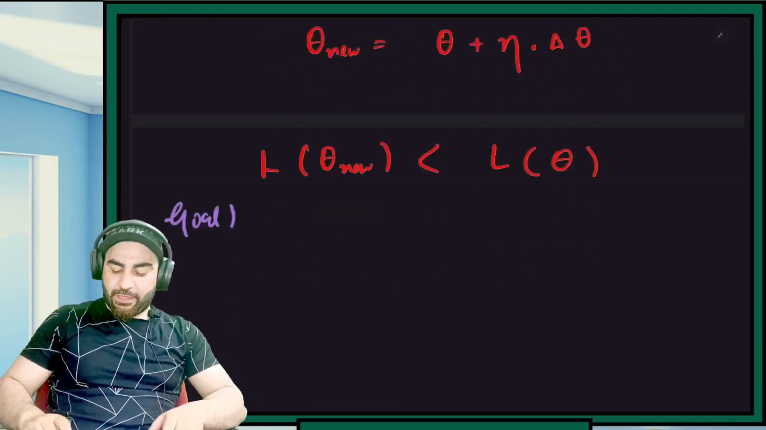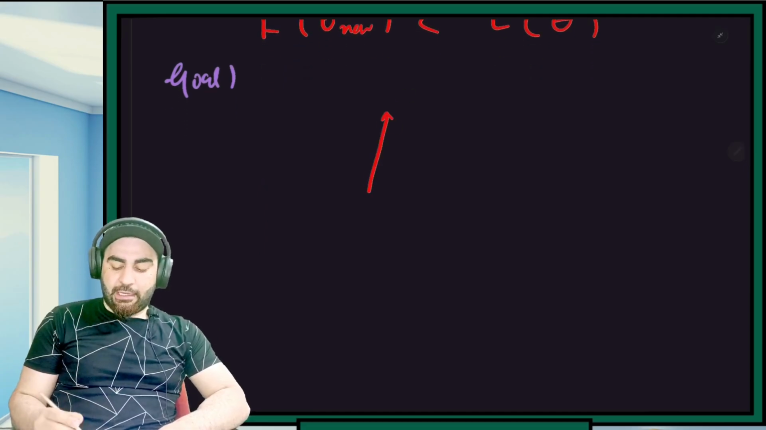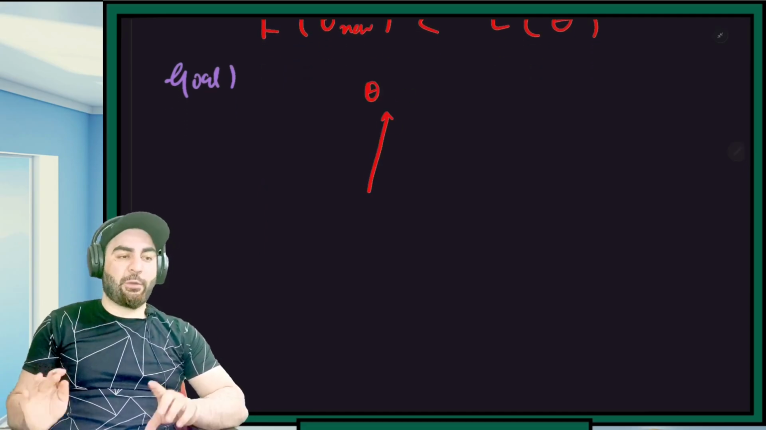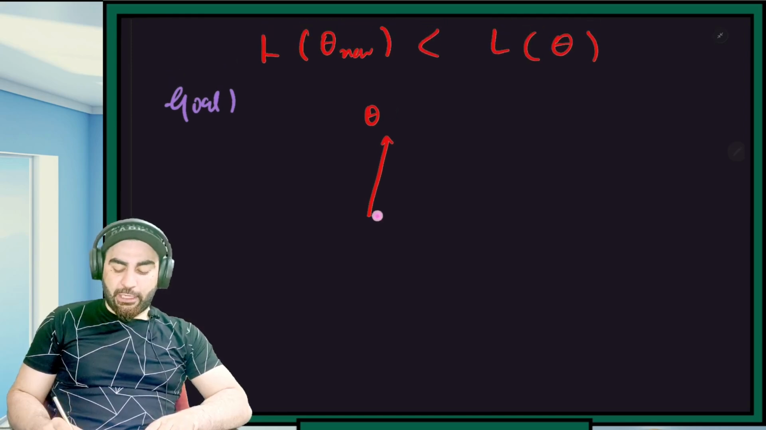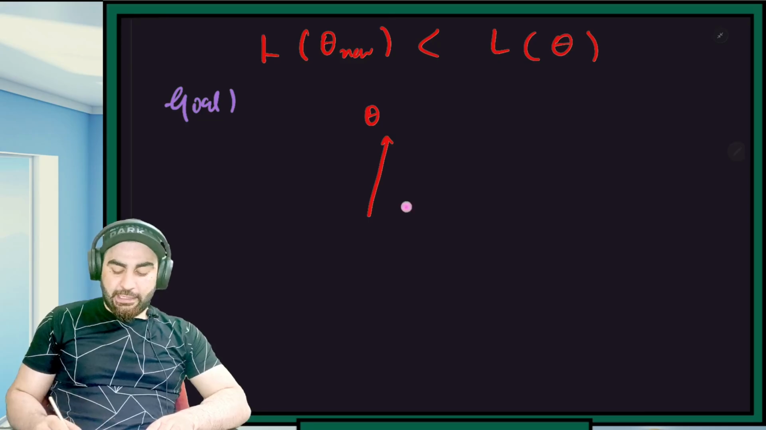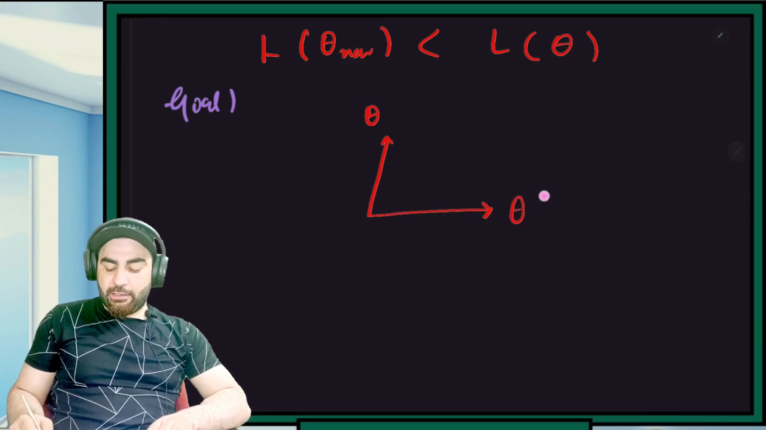If I show you, let's assume that this is our theta initially. This is where we started. Now I want my theta to be like this. I want my updates in such a way that, let's suppose, I go to this. So this is my delta theta.